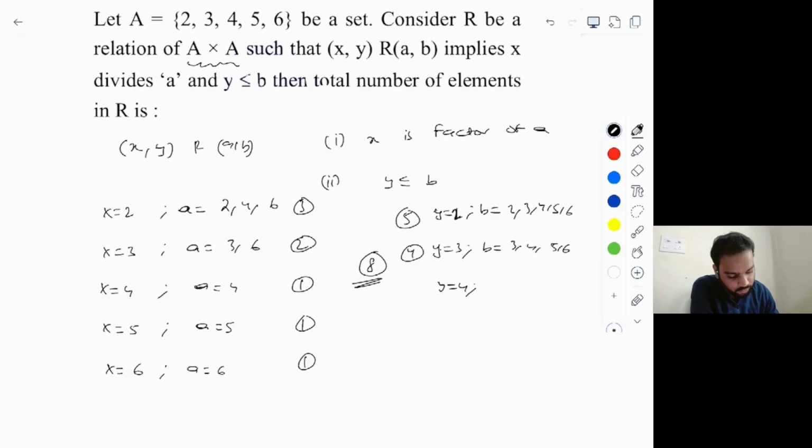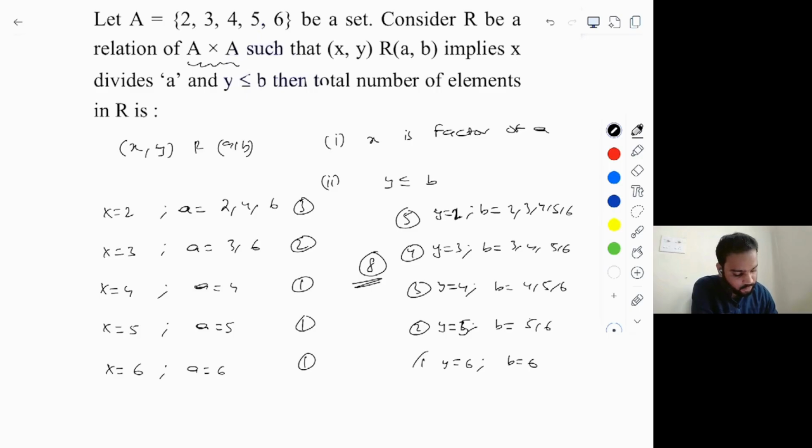Then y equal to 4 will give you b equal to 4, 5, 6, which is exactly 3 possibilities. And for y equal to 5, you get b equal to 5, 6, and y equal to 6 will give you only one possibility, b equal to 6.